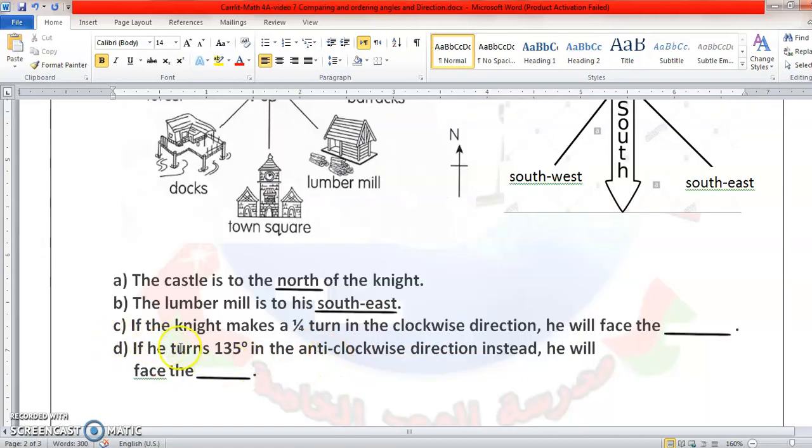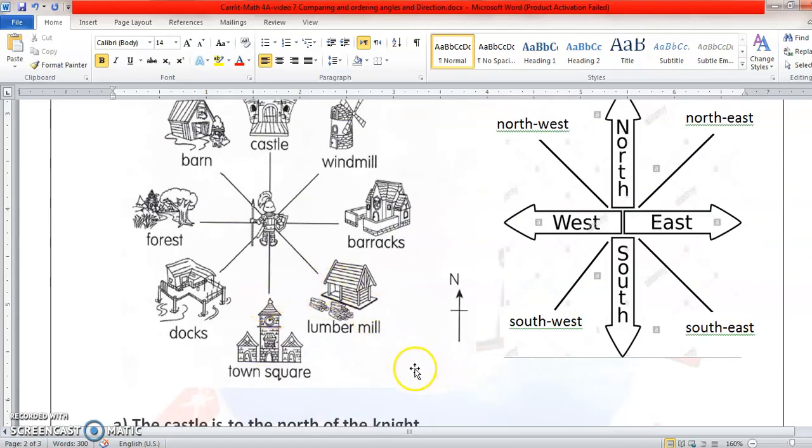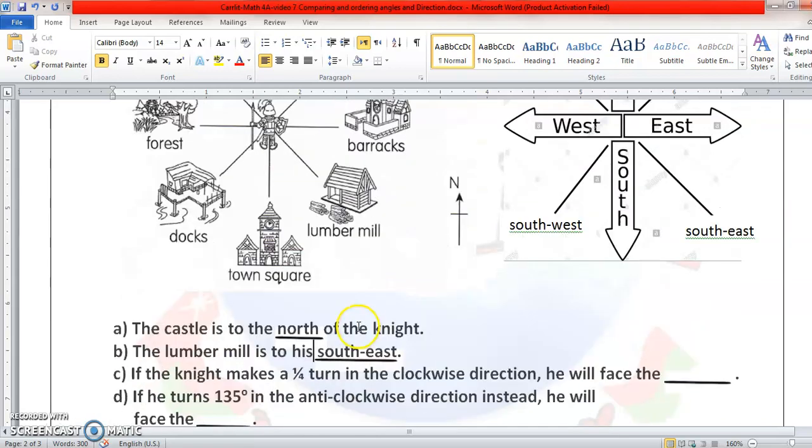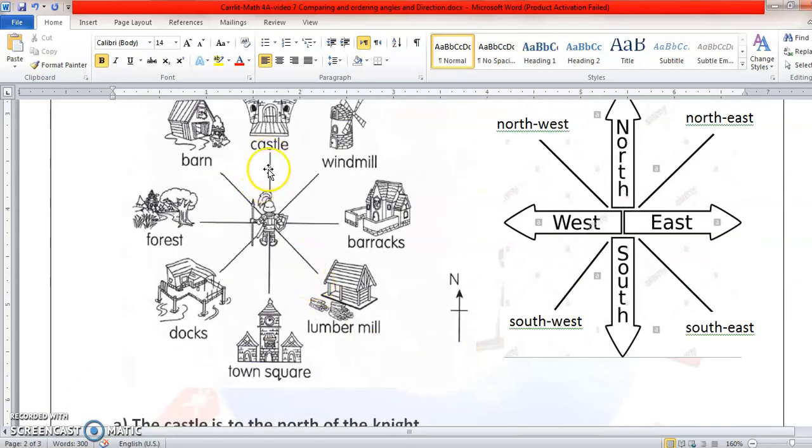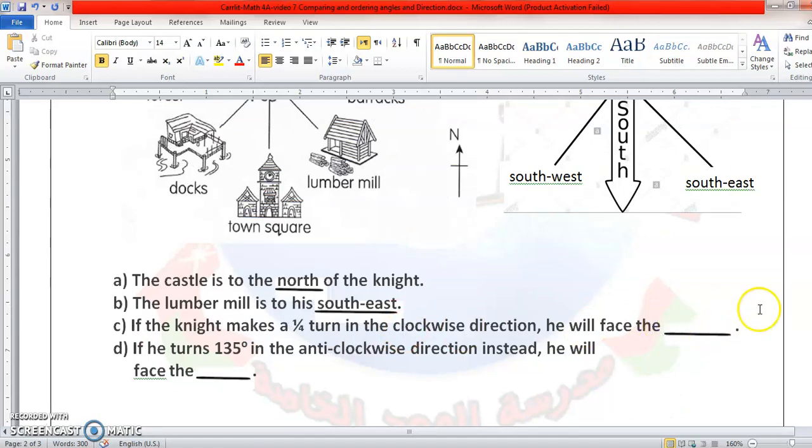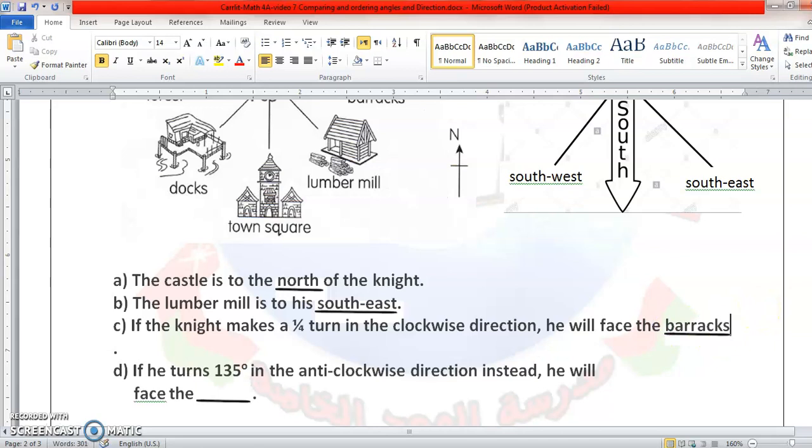How about letter C? If the knight makes a 1/4 turn in the clockwise direction, he will face the, okay, 1/4 clockwise. So we know from our previous topic that 1/4 is from north to east. That's 1/4. And from east to south, that's another 1/4. From south to west, that's 1/4. And west to north, that's 1/4. So, for question C, if the knight makes a 1/4 turn in the clockwise direction, he will face the barracks. So, we answer here, barracks. Okay.